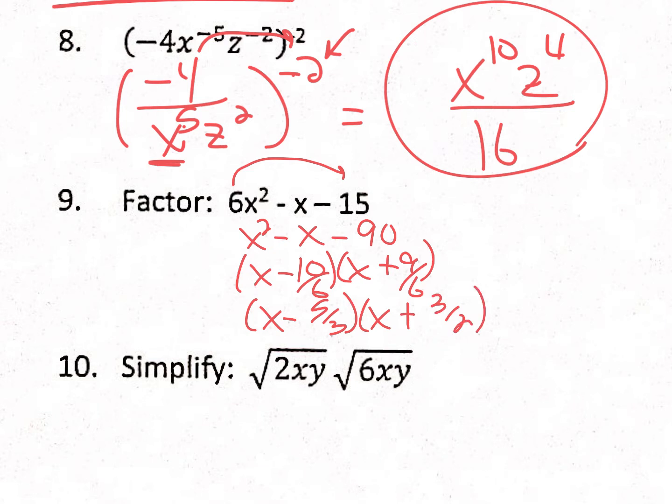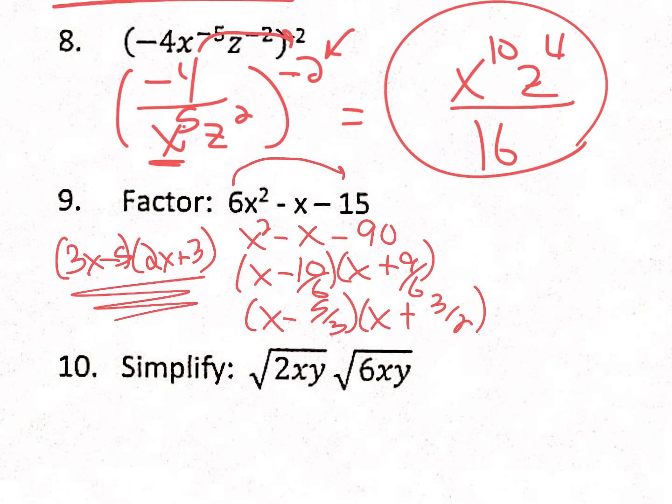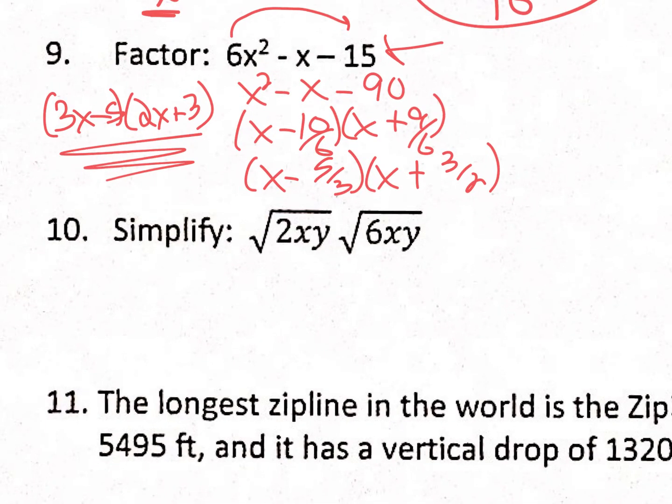Slide the bottom numbers to the front. I'm going to slide that 3 in the front of the x. Slide the 2 in front of the x. And guys, there it is. That's your answer right there. And if you want to check it, especially on Friday, just do FOIL and see if it leads you back to where you started. Number 10, simplify.